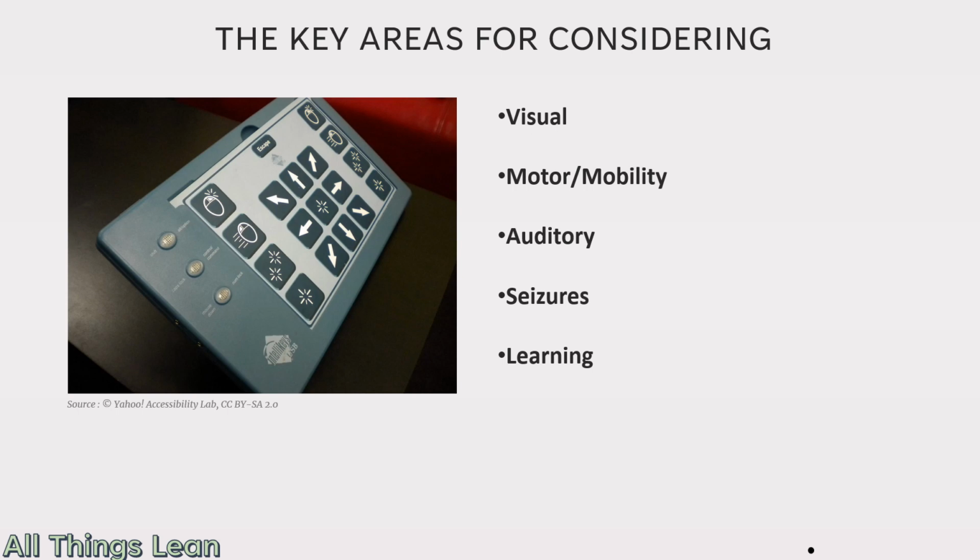Auditory. Auditory disabilities affect the hearing and come in varying degrees of severity, up to and including total deafness. Seizures. Some individuals can be affected by light, motion, flickering, etc. on screen, thus triggering seizures. The most common issue in this category is photosensitive epilepsy. Learning. It's also important to remember that not all disabilities are physical. Learning and cognitive disabilities can also influence accessibility.